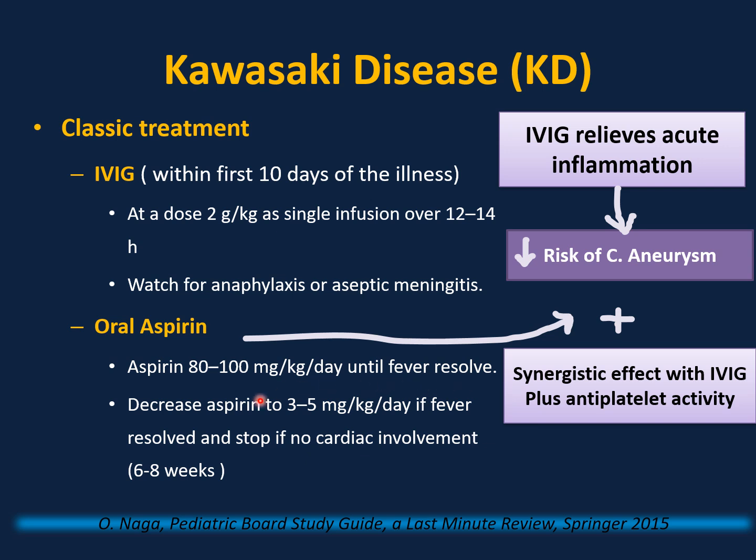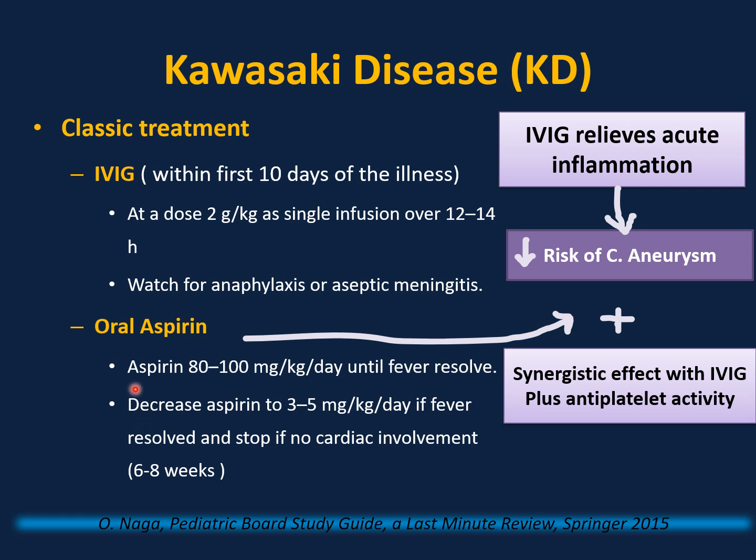If the fever doesn't come back, you discharge the patient on oral aspirin, 3 to 5 milligram per kilo per day. For how long? For 6 to 8 weeks. And if there is no cardiac involvement in repeat echo, you are able to stop the aspirin afterward. Why do we give the low dose after discharge? Because it has antiplatelet activity. What happens if the patient develops aneurysm?